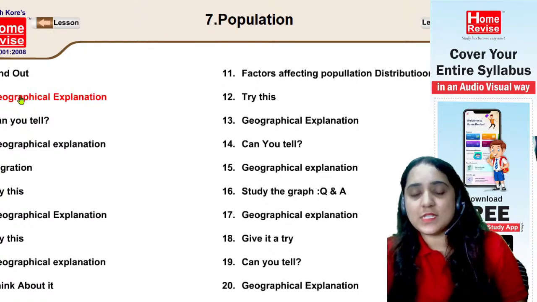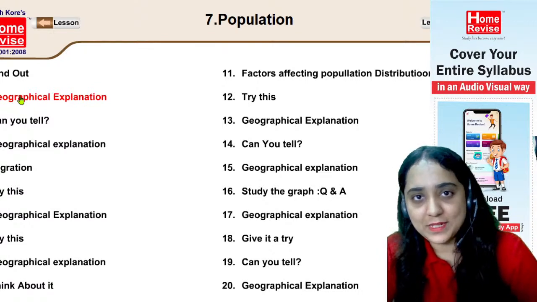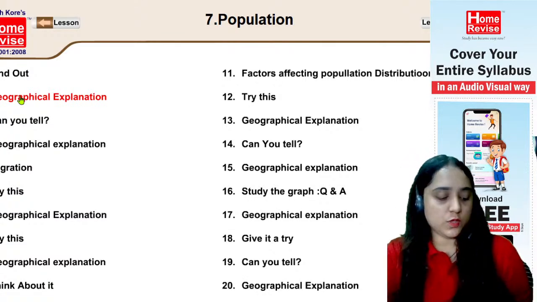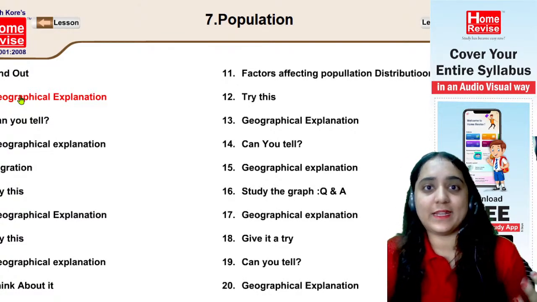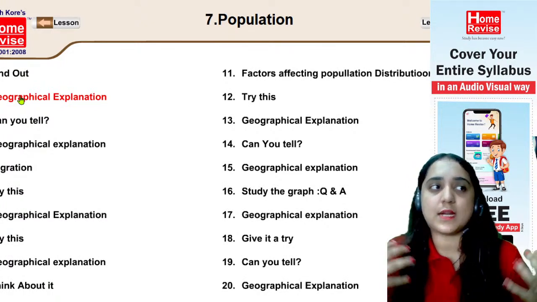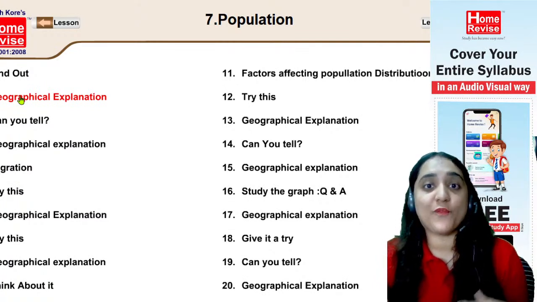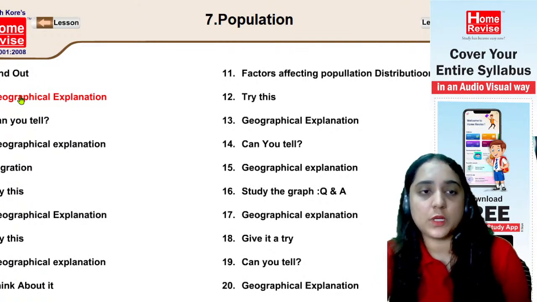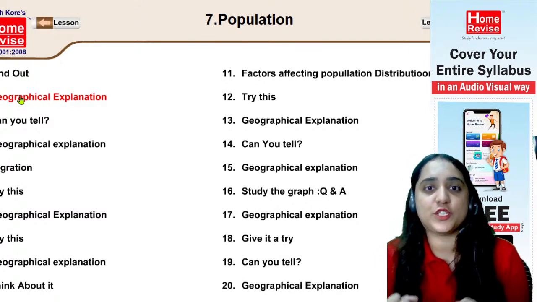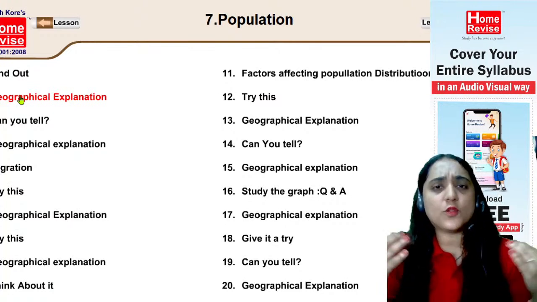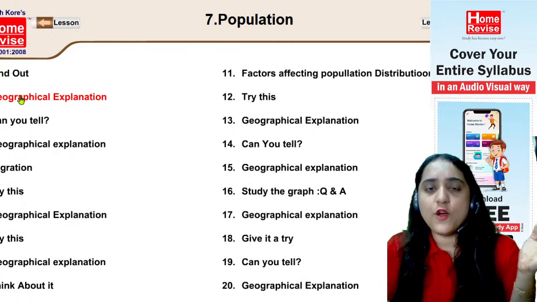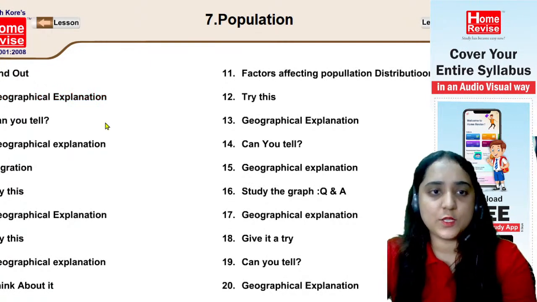So today we are going to start with a new chapter, and the name of the chapter is Population, chapter number 7, Population. Before directly starting with the population of India or the population of Maharashtra, what exactly is the population of the world? What we will do first is understand how to calculate population. So we will start understanding population from a very small scale. Okay? So pay attention.